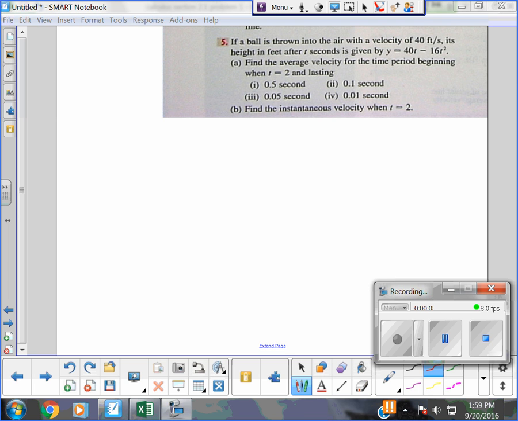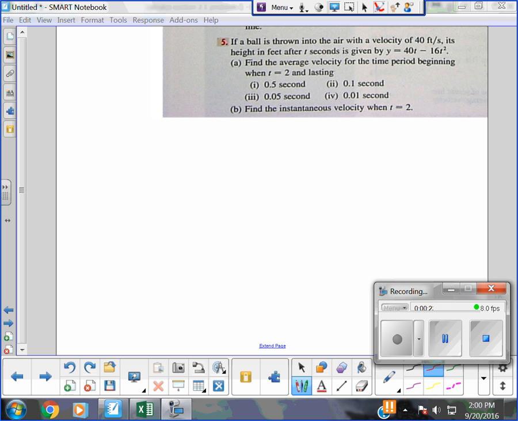All right. So a ball is thrown in the air at 40 feet per second. Its height in feet after t seconds is given by y equals 40t minus 16t squared. For you physics people, gravity is 32 divided by 2. It is a parabolic function.